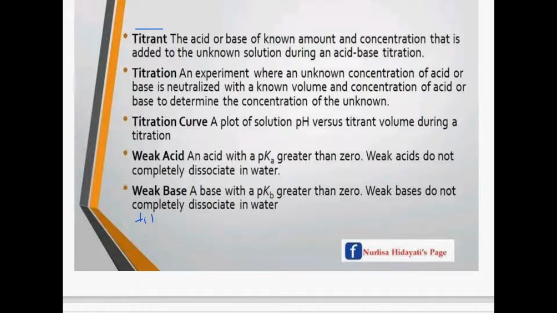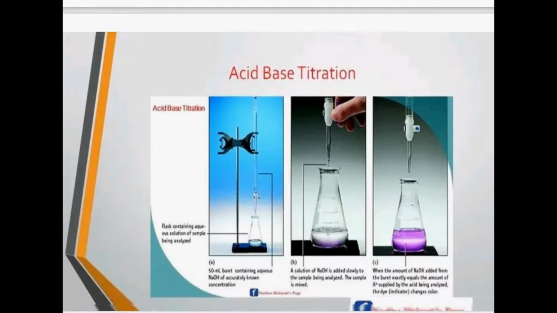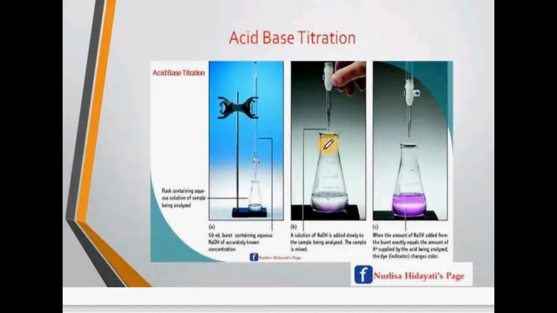So we are going to look at it. Let's see if I can get something like this in the video. We are now going to look at an acid-base titration in detail. This is an experiment which involves 3 steps of a simple acid-base titration. So we have here a 50 ml burette which contains aqueous sodium hydroxide of accurately known concentration. If the sodium hydroxide has the known concentration, then it is the one called the titrant or the titrating agent.